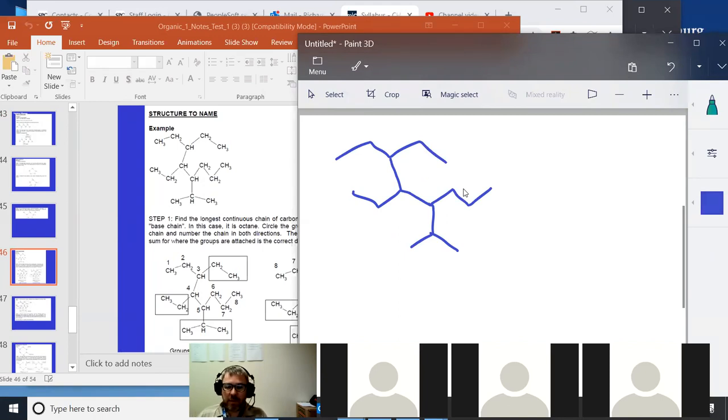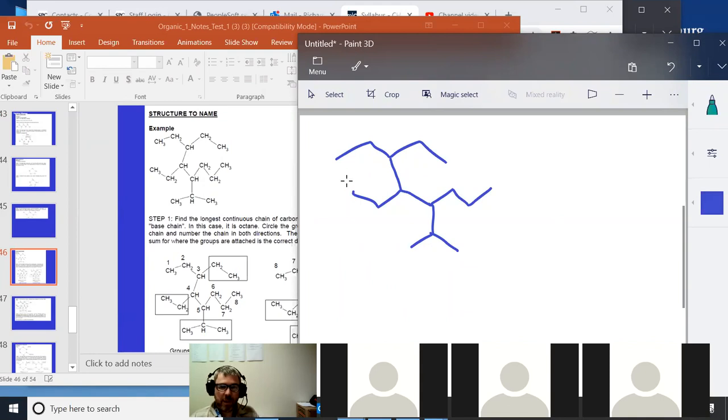And this becomes a little tricky because the first thing you have to do is find the base chain. And the base chain is the longest contiguous carbon chain in the structure. And that can be a little bit of a challenge to find, especially in one like this where it tends to meander throughout the whole structure.